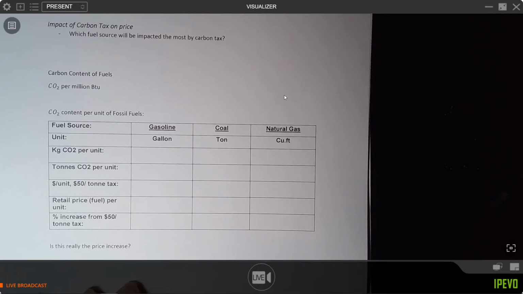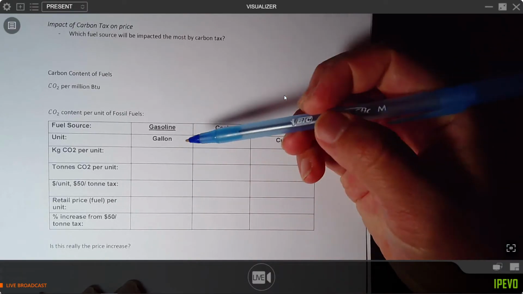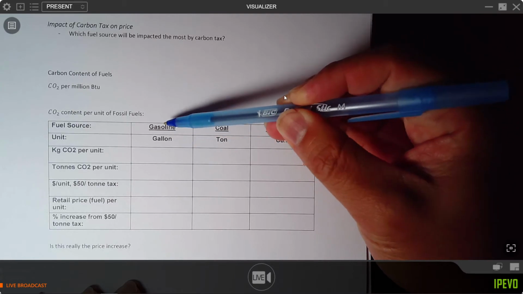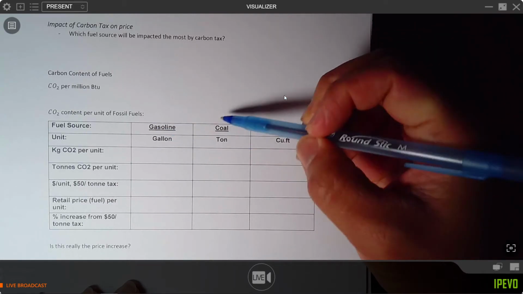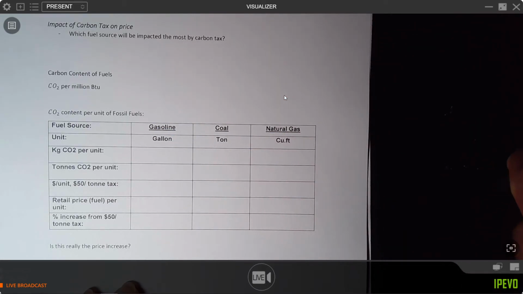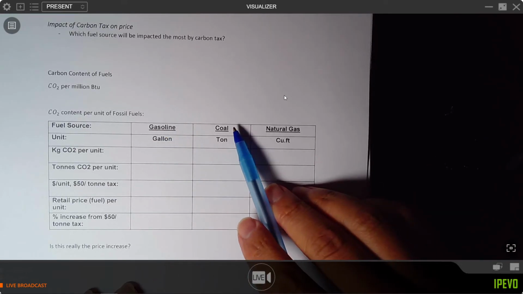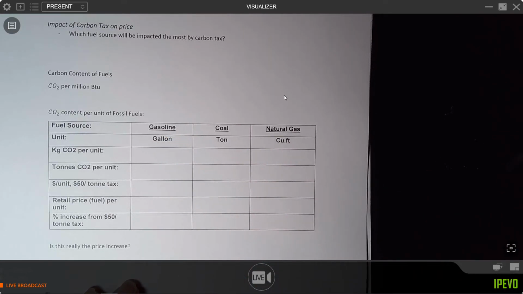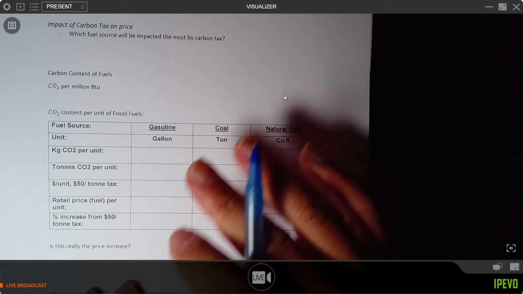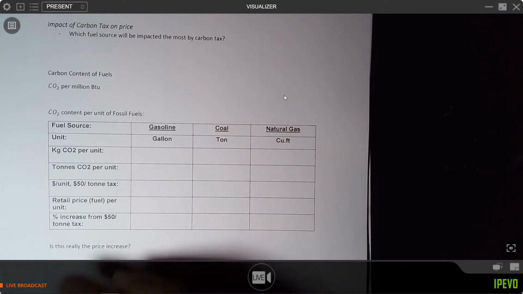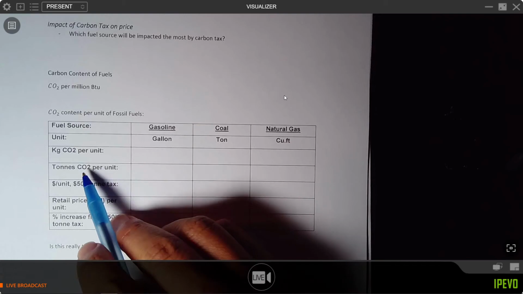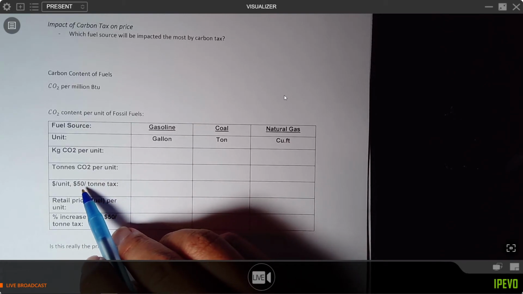Okay, so we need to do a little conversion because we don't sell all these different types of fuel by the same unit. Gasoline, we buy in gallons. Coal, we buy in tons, and natural gas, we buy in cubic feet. Now, the tax is based on the tons of CO2.